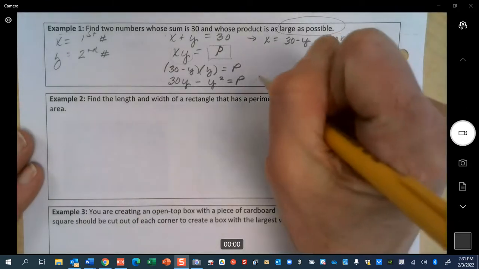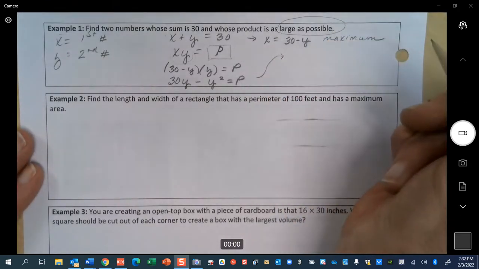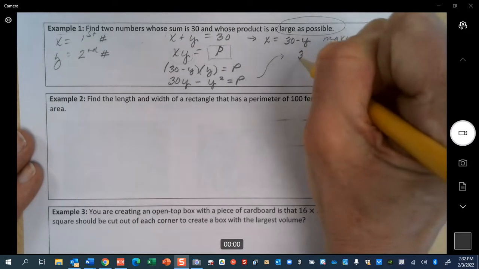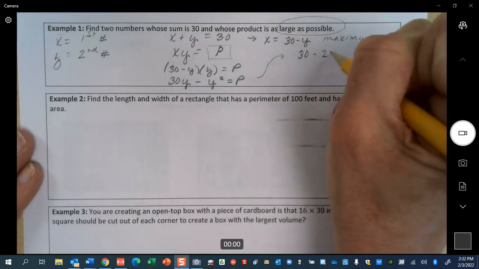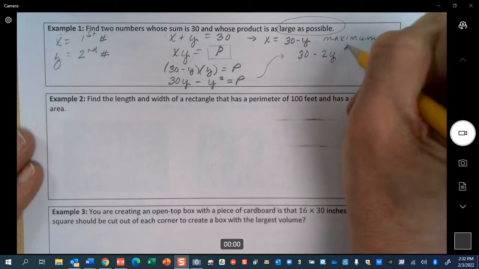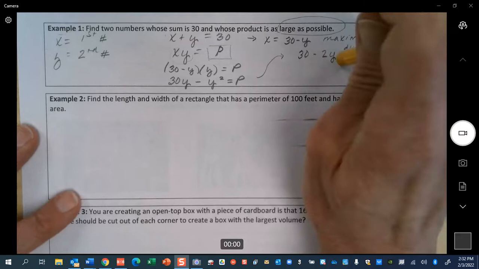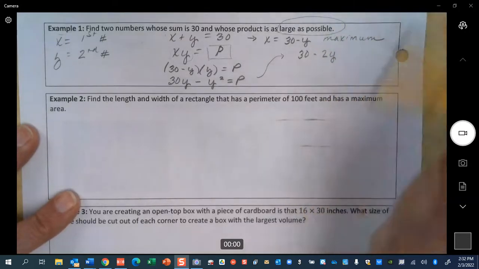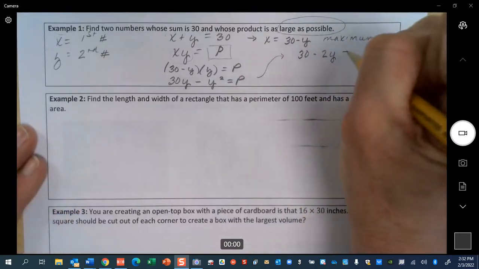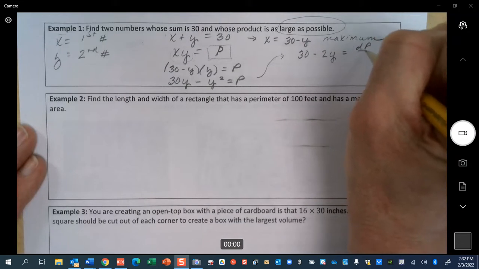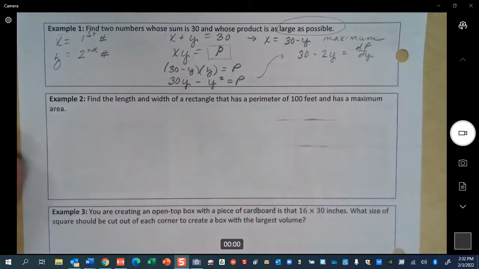So we can take the derivative, and I can say 30 minus 2y dy. Well, we don't have to do this because it's not in terms of t. So dp dy is equal to 30 minus 2y. And that relates my two variables.